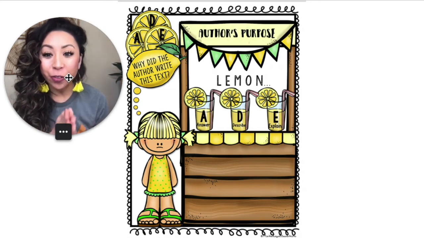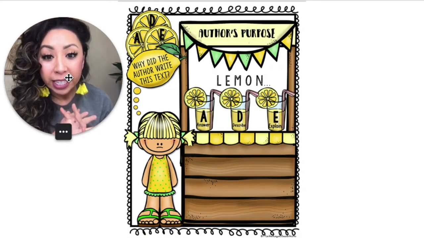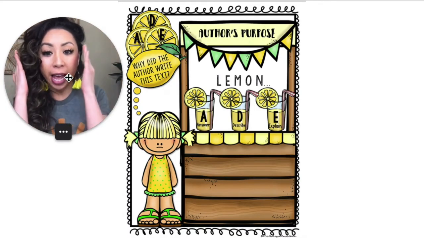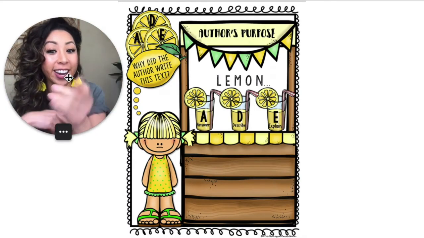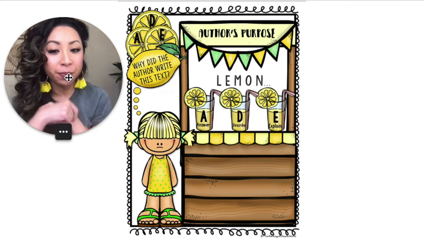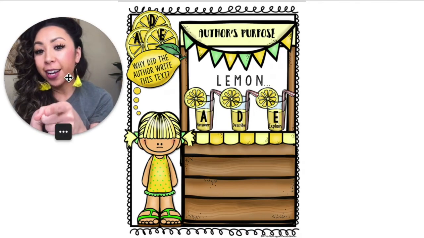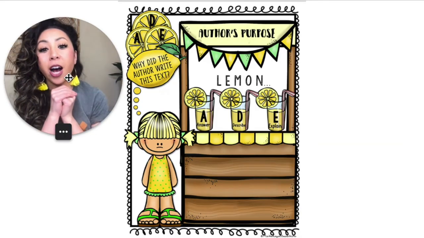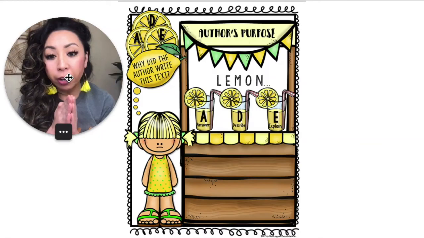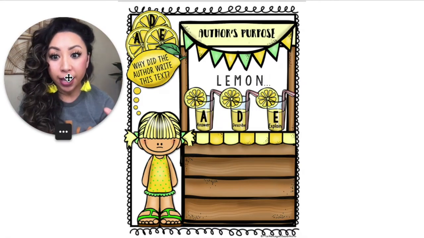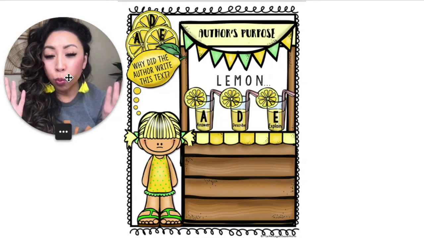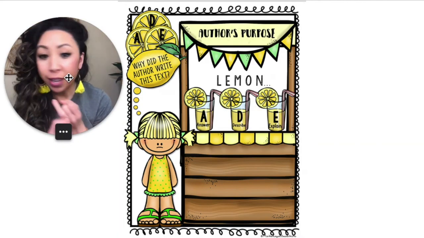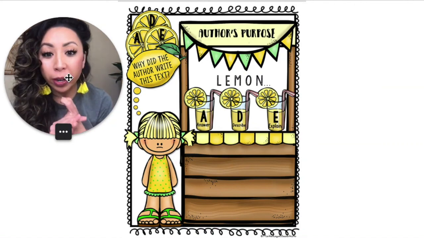All right, guys. So for the rest of the week, we are going to be focusing on author's purpose. And again, one way to remember author's purpose is lemonade. You got it. A stands for answer. D stands for describe. And E stands for explain. Good job. So for the rest of the week, you are going to be looking at different types of text, and you need to ask yourself, why did the author write this text? Are they answering something, describing something, or explaining something?